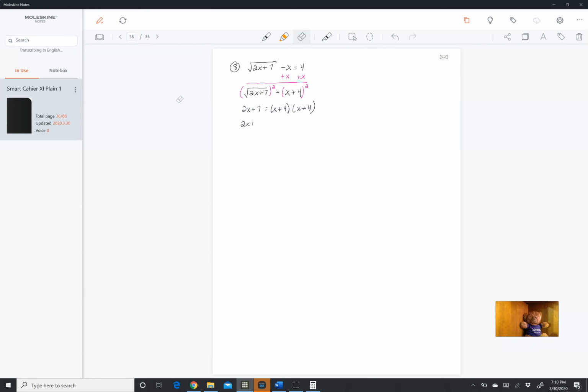Which means 2x plus 7 is equal to x squared plus 8x, because we have a plus 4x plus 4x plus 16. We have an x squared here. So notice this is why I like doing it as x plus 4 times x plus 4 instead of 4 plus x times 4 plus x. If you did 4 plus x times 4 plus x, this would be written in a different order. It would be 16 plus 8x plus x squared. The x squared wouldn't come first. So I like doing it this way so that the x squared comes first.